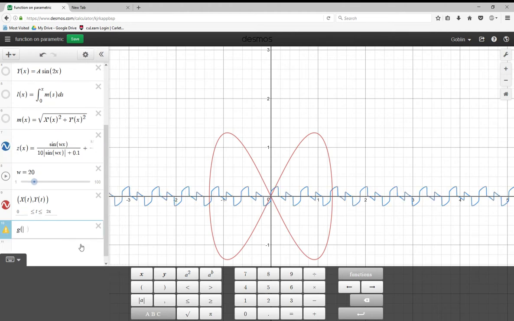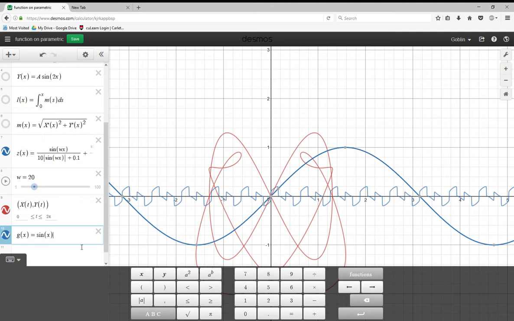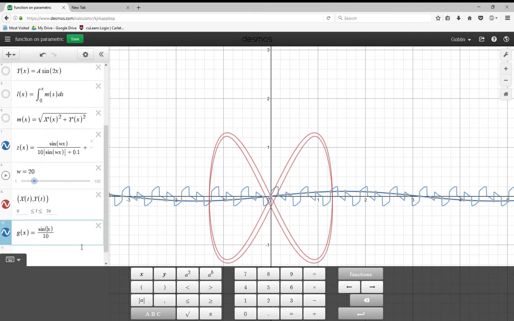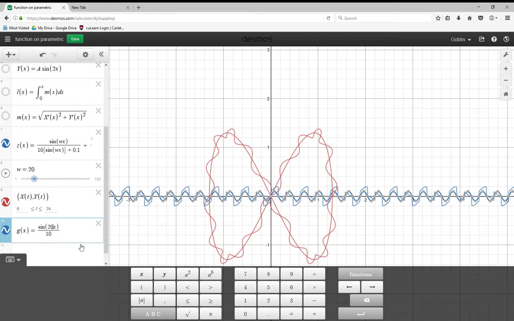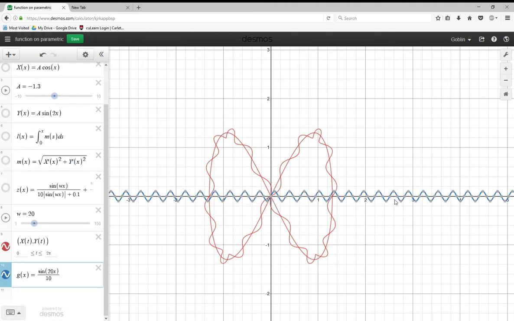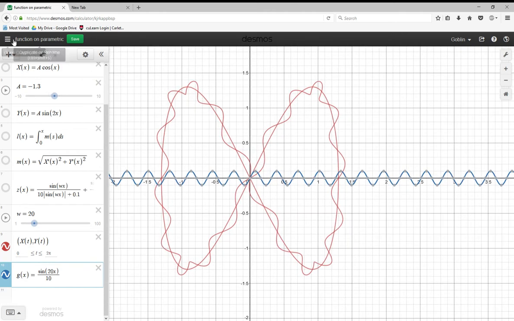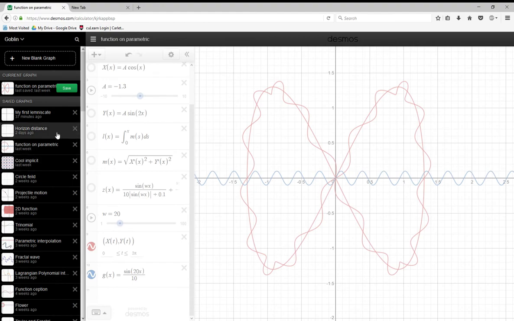Let's think of a nice simple g of x, a nice simple function that we can put on. I think I'm just gonna do sine. That's pretty simple. And we have to make it a lot smaller and a lot faster, like 20. And then that's pretty cool. So let's get rid of z, and it puts the blue function onto any parametric curve. That's what this was for, a little math thingamajig.